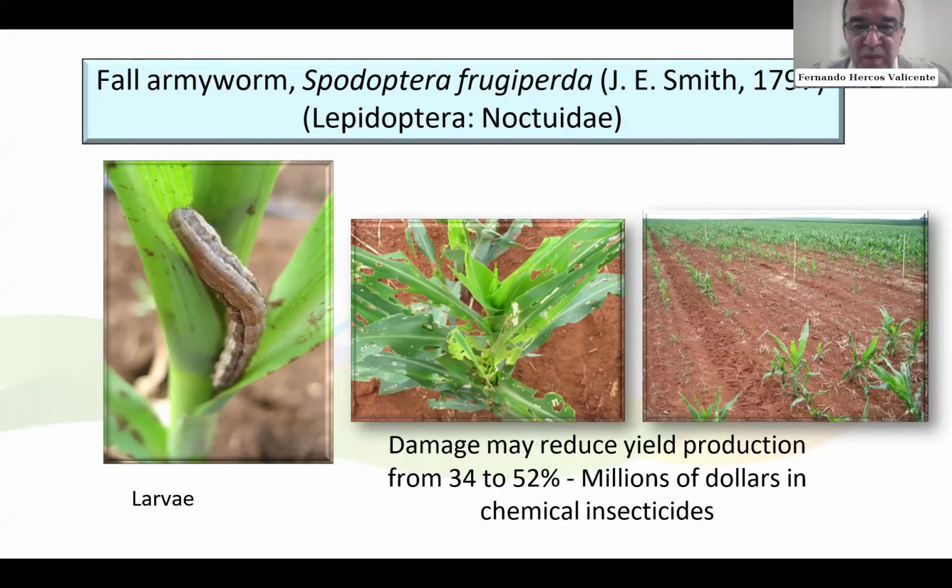Okay, fall armyworm. So it's a very important pest in Brazil. This is the main characteristic of the damage in the field. And this is the place where it used to have a treatment sprayed with water, so it may eat everything from all leaves and all the plant. Next, please.